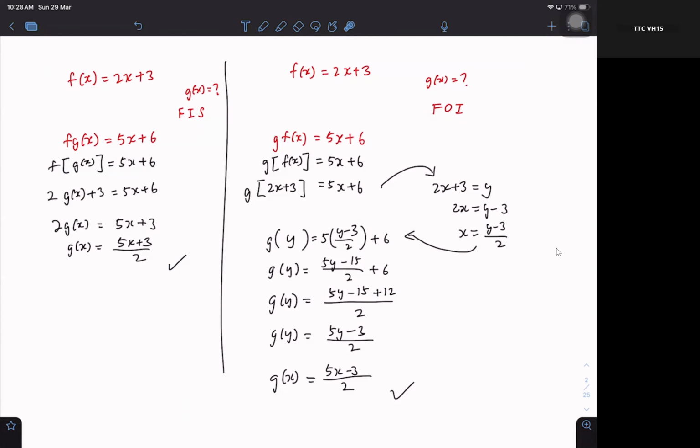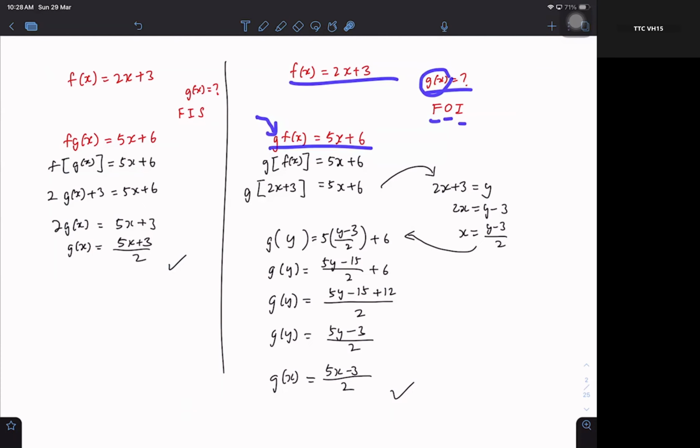Okay, then next is the FOIL. Now, let's say for example, the question gives you f(x) and f(g(x)) and asks you to find g(x). So now, where is g(x)? Oh, g(x) is on the outside, right? So this question is find outside, inverse.